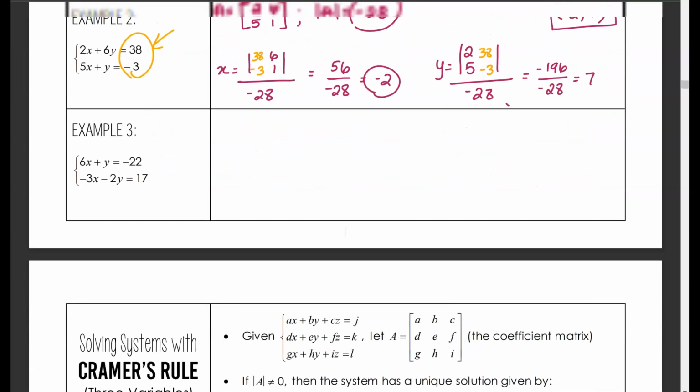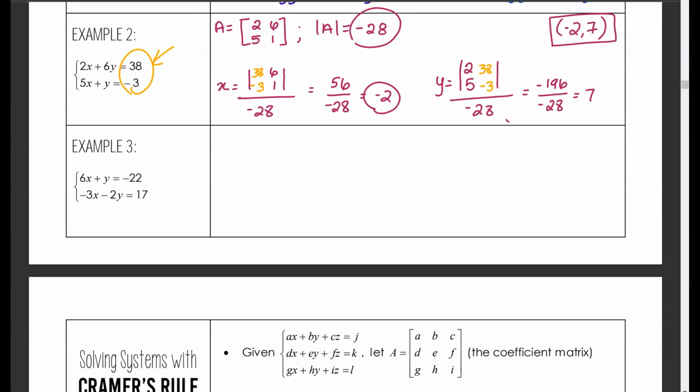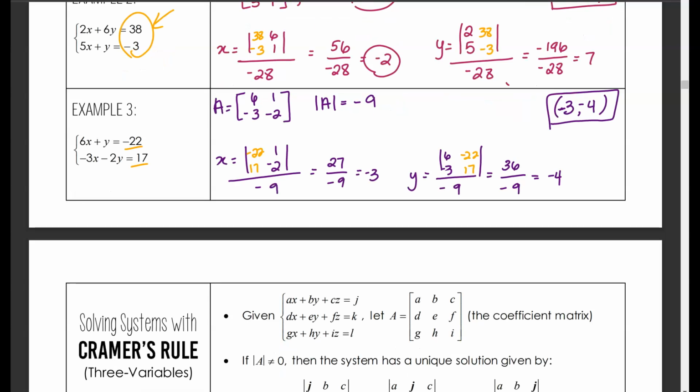All right, we'll go ahead and pause the video and try number 3 on your own. Take a moment to examine your solution. Did you get the same thing? Did you get negative 3 comma negative 4? Again, remember that we're going to replace the x column with the solution column, and then do that again for the y. I've highlighted that there in yellow.